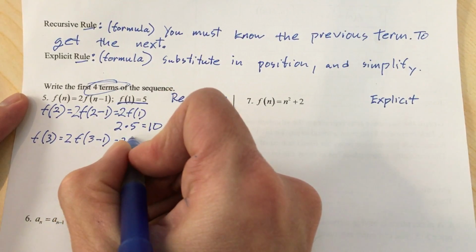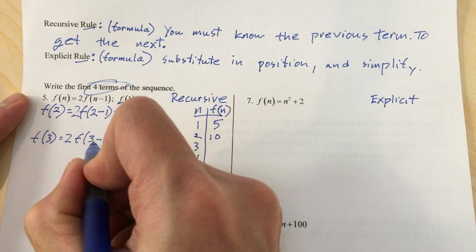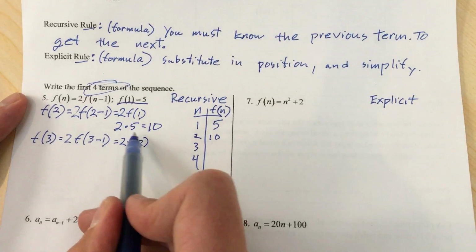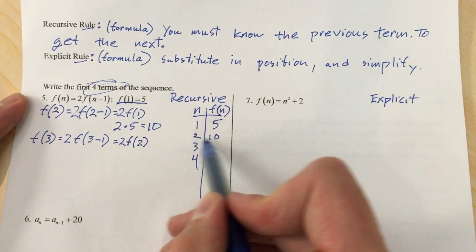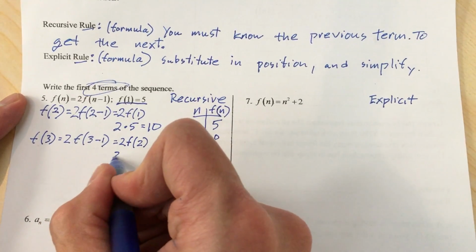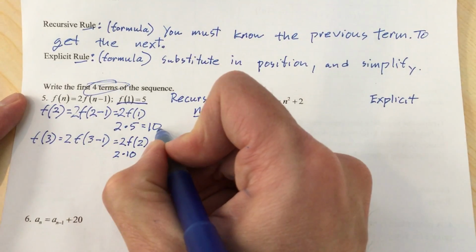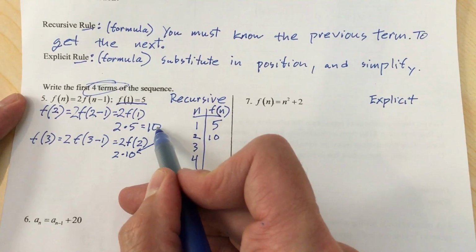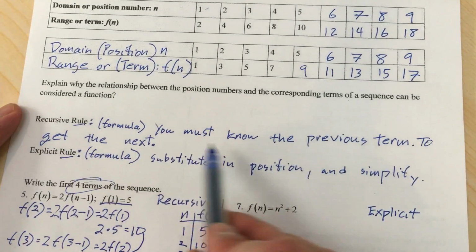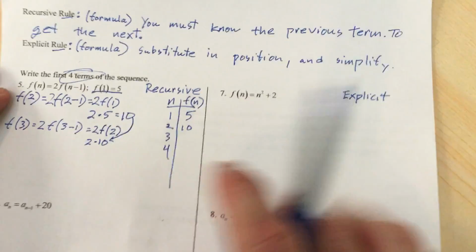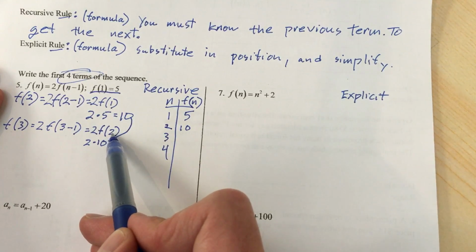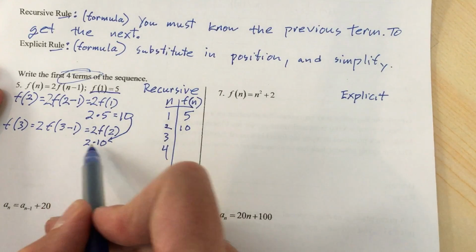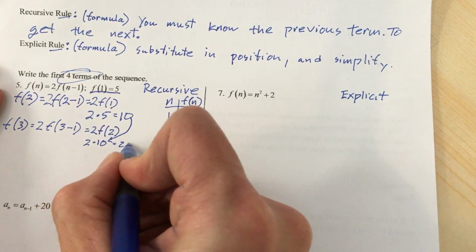Equals 2 times f of, well, what is 3 minus 1? 3 minus 1 is 2, so we have f of 2. Well, do we know what f of 2 is? Yeah, we know what f of 2 is. F of 2 is 10, so we can say 2 times 10. So we figured out f of 2 right here, and that's what we're going to be multiplying by. So we had to know the previous one, right? Remember back to our recursive rule? You must know the previous term. Well, f of 2 in this case is the previous term because we're currently looking at 3, and the previous one before it is 2. So we have 2 times 10 is 20.